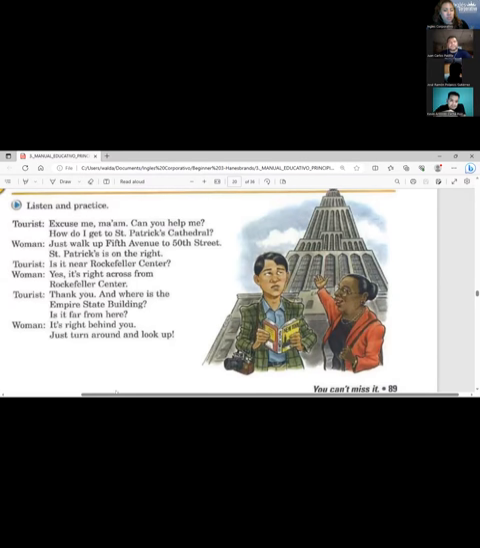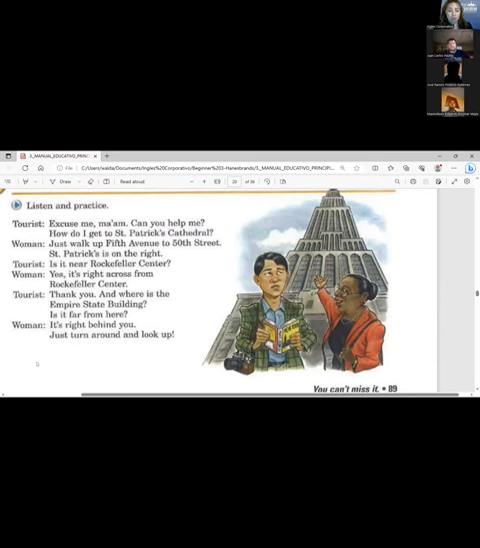Good. All right. Bravo. Excellent. What city are they in? New York City, I guess. Yes, very good. They're in New York City. They're talking about St. Patrick's Cathedral, the Rockefeller Center, the Empire State Building. That's definitely New York City.